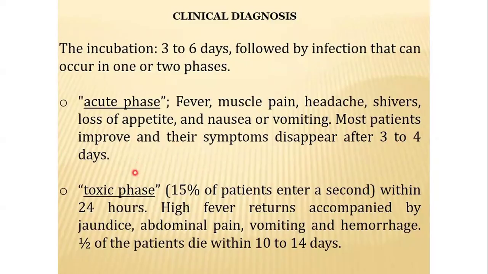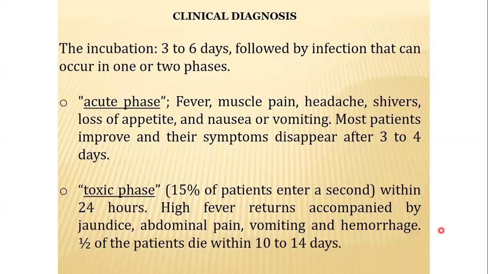Okay. So the remission period is when, at around 2 days later, you had fever, and it now starts increasing. Now you'll see here at the toxic phase, 15% of patients enter a second phase. Within 24 hours, high fever returns accompanied by jaundice. So jaundice is the yellowing of the eyes, abdominal pain, vomiting, and hemorrhage. Hemorrhage is bleeding. Half of the patients die within 10 to 14 days.